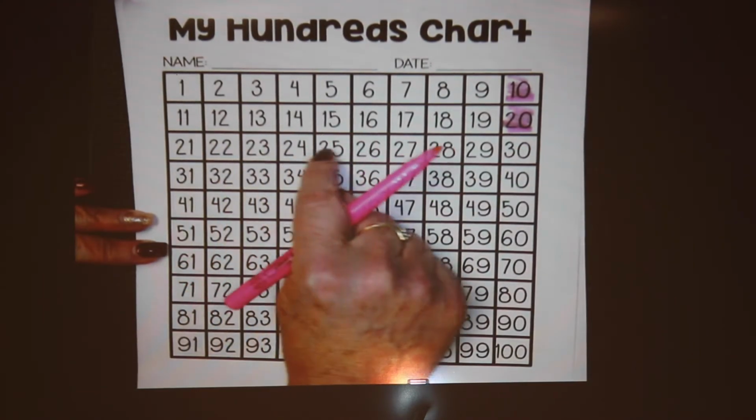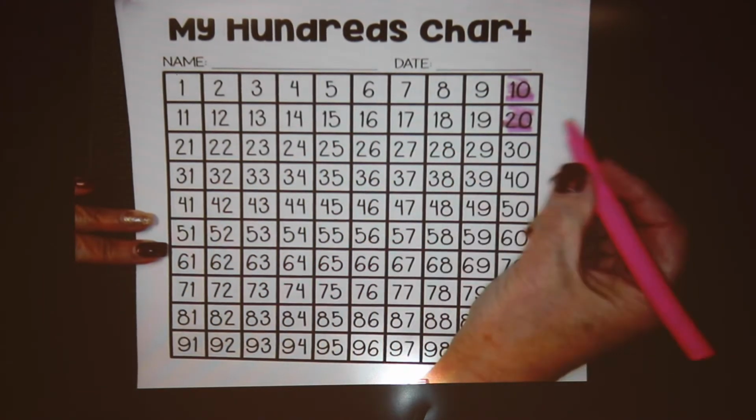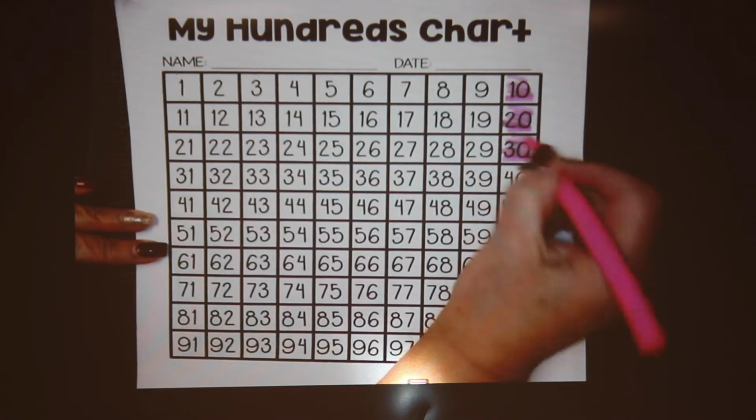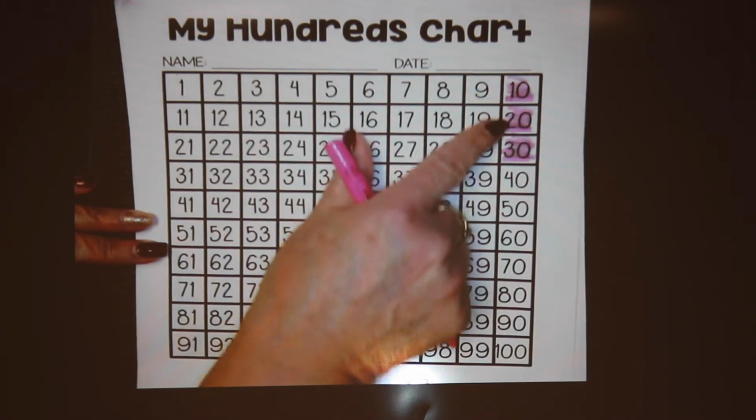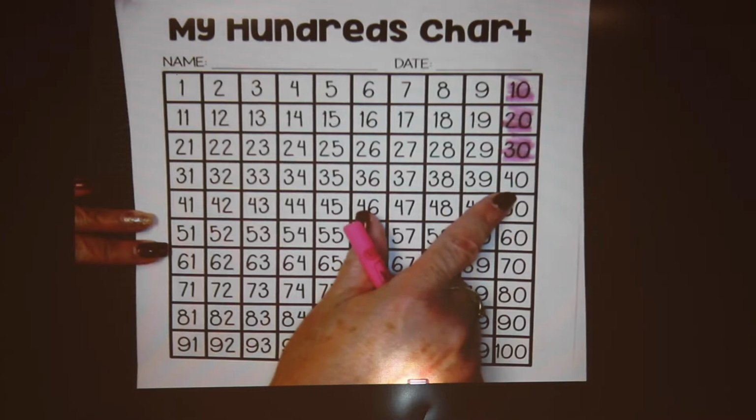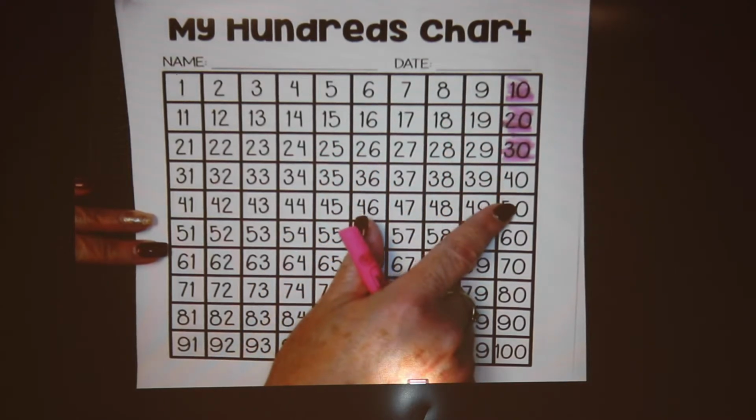1, 2, 3, 4, 5, 6, 7, 8, 9. Oh, there's another one. Do you see our pattern? They all end in 0, and we're going up 1 in our 10 spot. So 10, 20, 30, 40, 50.